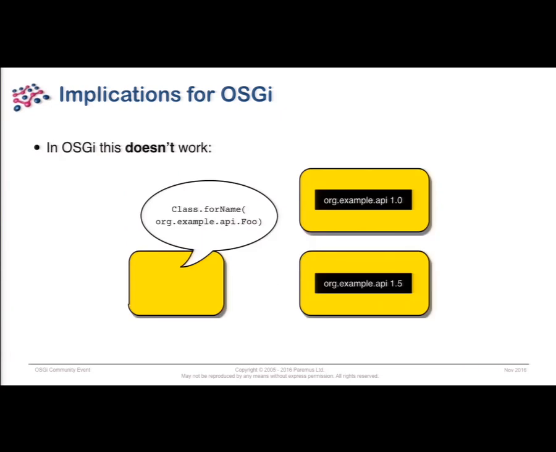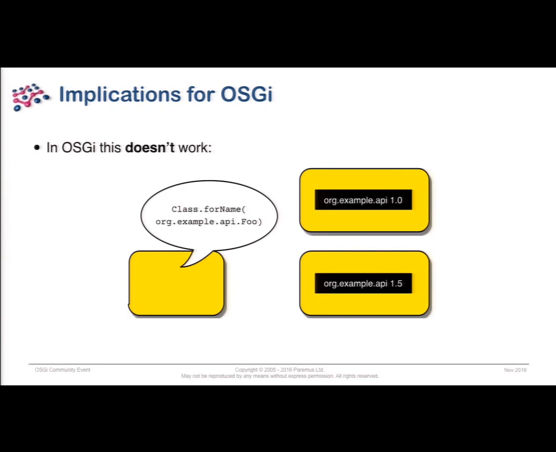But what doesn't work in OSGi so well, and this is the source of a great deal of pain, is this kind of thing. So I've got two bundles over here exporting an API. This bundle on the left is not importing that API, but instead it's doing reflection. Class.forName, and then something from org.example.api. Now what's wrong with that? Why can't I see org.example.api.Foo?